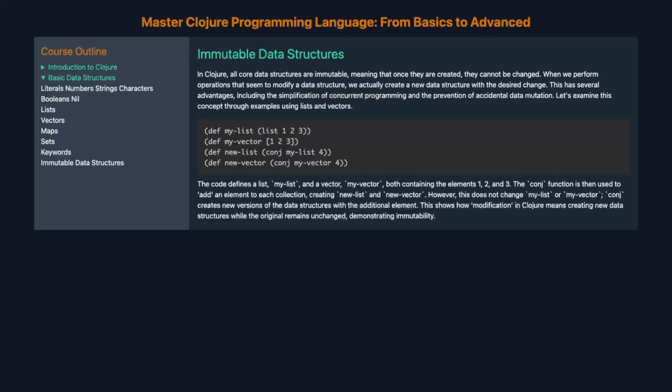Immutable data structures. In Clojure, all core data structures are immutable, meaning that once they are created, they cannot be changed.